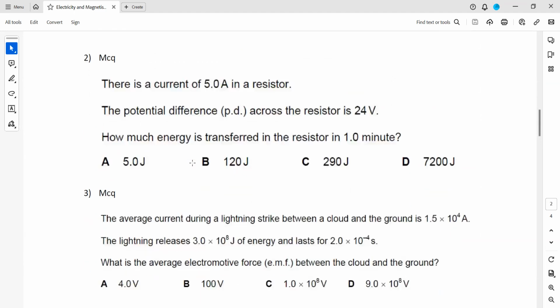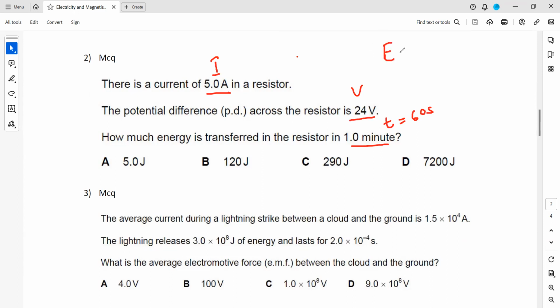In question 2, there's a current of 5 ampere in the resistor. So we have I. The potential difference across the resistor is 24, so we have voltage, and the energy transferred in the resistor in 1 minute. So that is the time, but time should always be in seconds. So 1 minute equals 60 seconds. How to work out energy transfer?